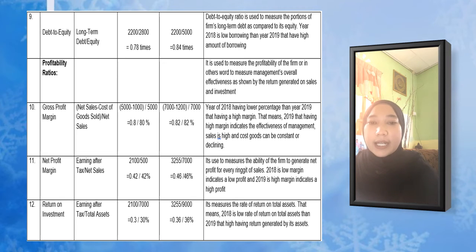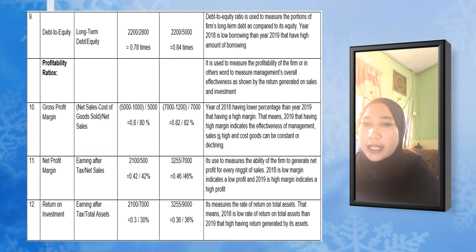Okay, so I will explain the last type of financial ratio analysis, that is profitability ratio. Profitability ratio is used to measure the profitability of the firm, or in other words, to measure management's overall effectiveness as shown by the return generated on sales and investment. In Stay Safe company, we also calculate 3 items. The first one under the profitability ratio is gross profit margin. The gross profit margin is used to measure the profitability of the firm, in other words, management's overall effectiveness as shown by the returns generated on sales and investment.